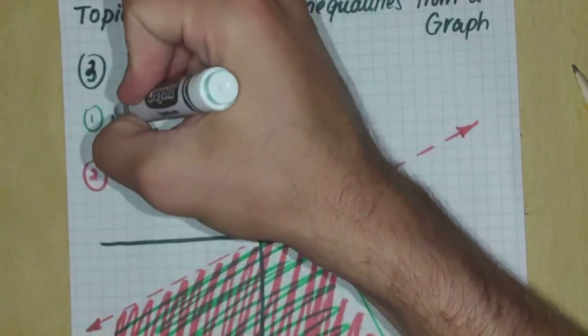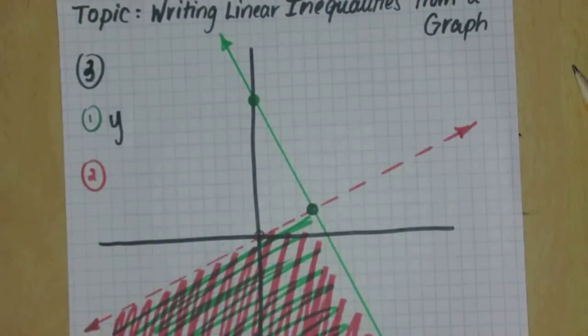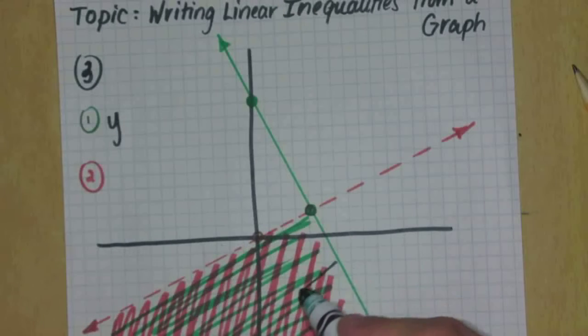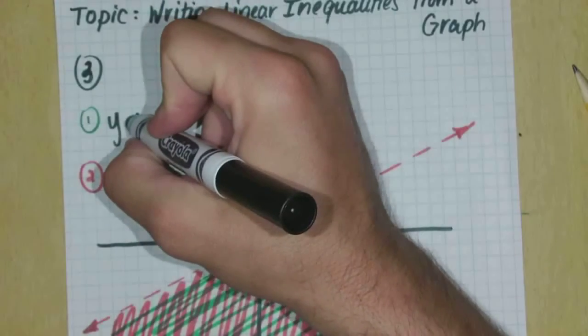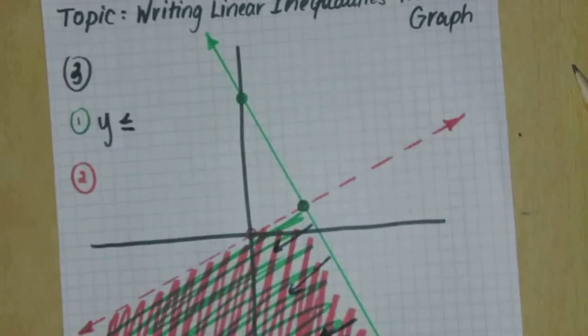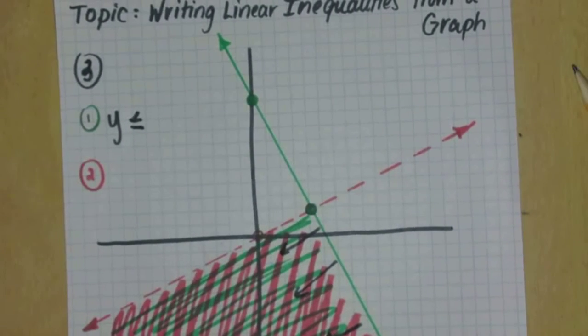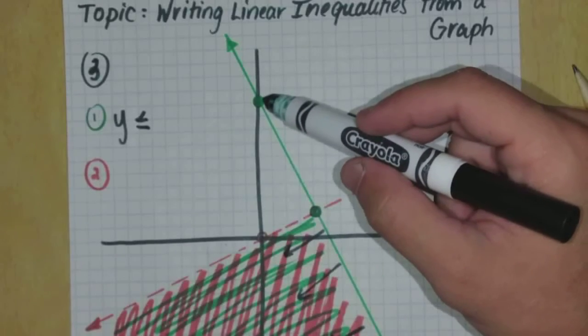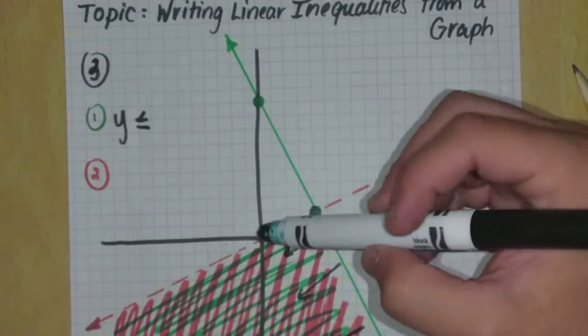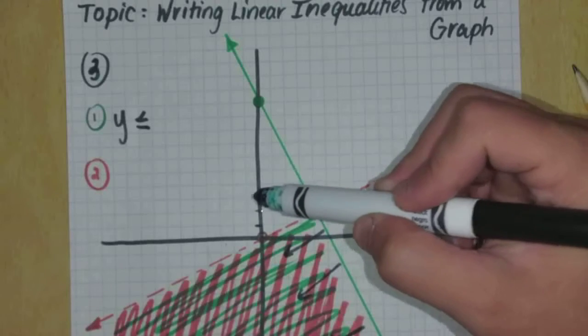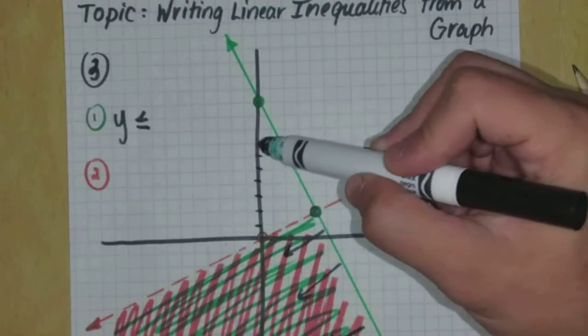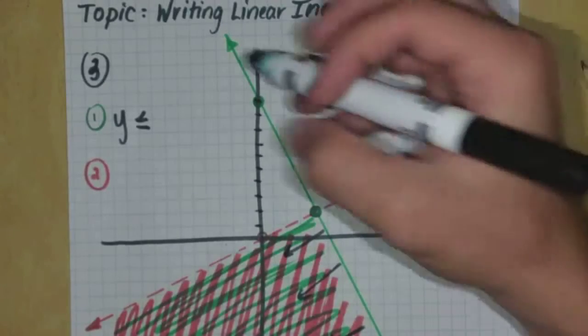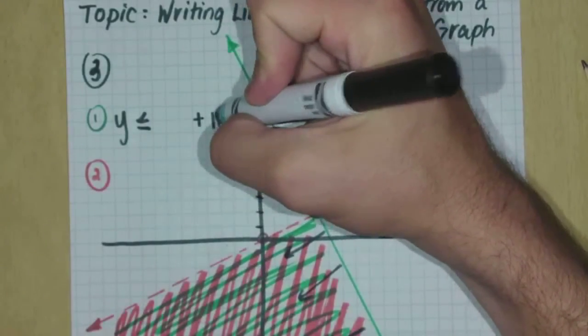I know I need a y. What would my sign be for the green line? Well, again, it looks like I'm shading below or beneath that line. So that's going to be less than, and because it's a solid line, less than or equal to. Now, I'm going to jump right to the y-intercept. It's the easiest thing. Even if this y-intercept is so high up, all I'm doing is counting. 1, 2, 3, 4, 5, 6, 7, 8, 9. That y-intercept is a positive 10.